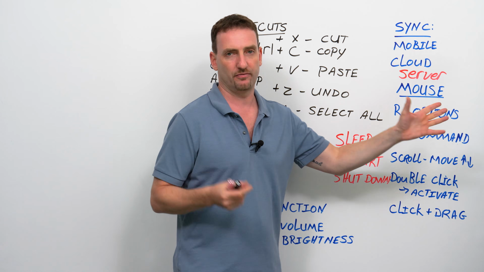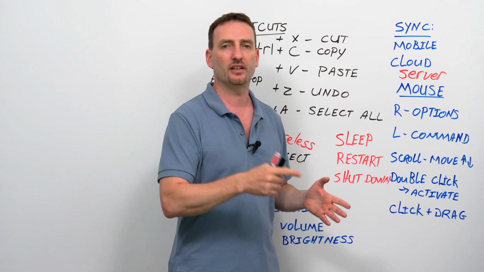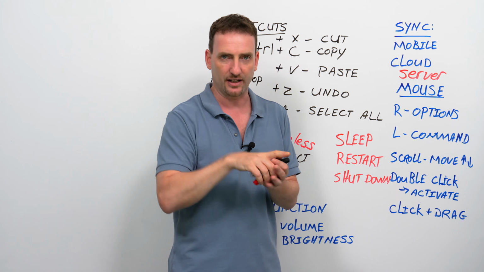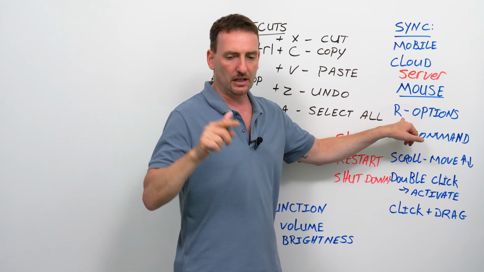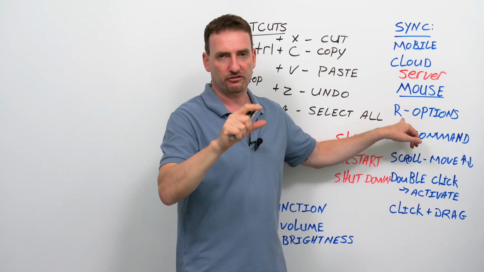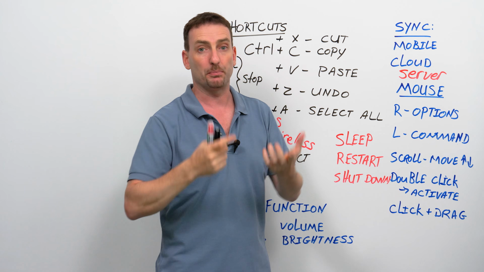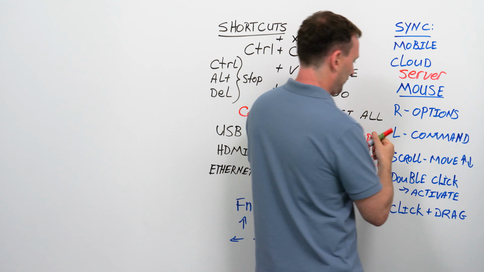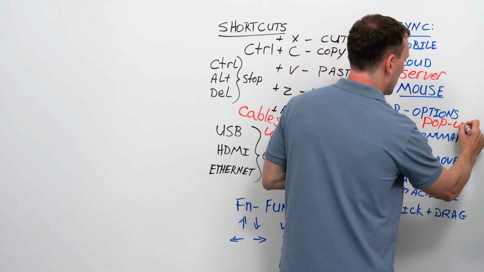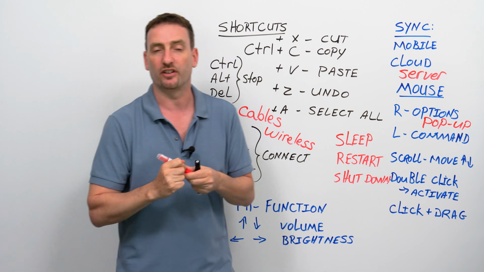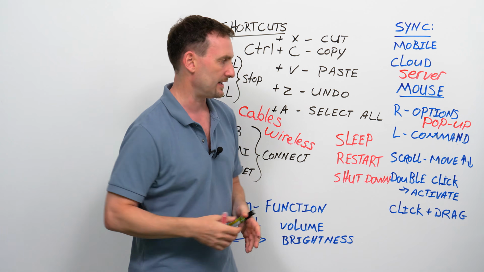Now, your mouse, very, very important tool. As I mentioned before, you have right click, left click, and you have a little thing that spins in the middle, the scroll. If you right click on something on your screen, a little box will open up. It's called a pop-up, okay? And this pop-up will give you different options. So you can use this to cut, copy, paste, etc.